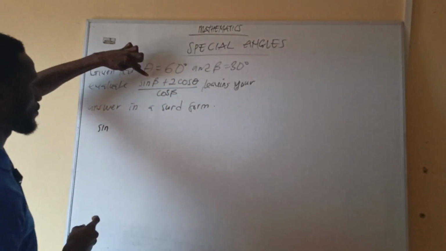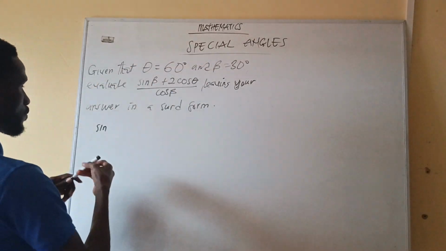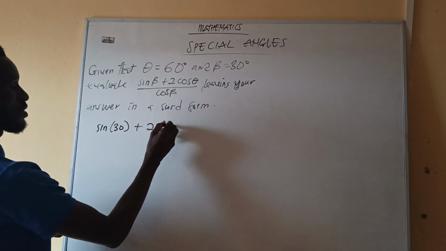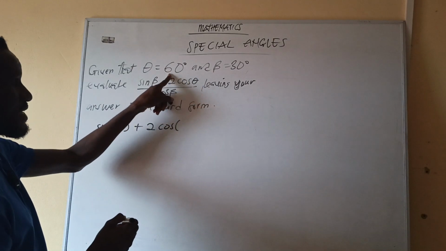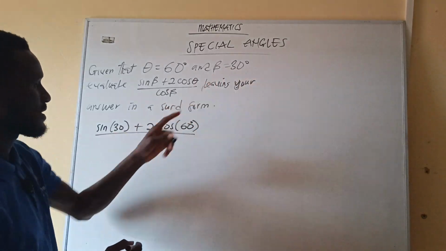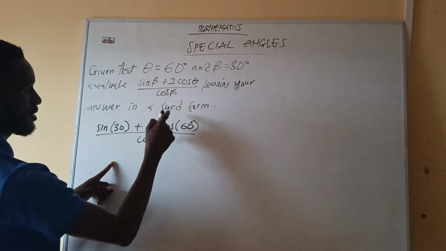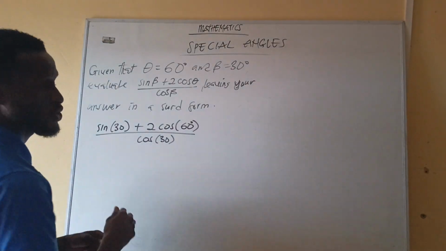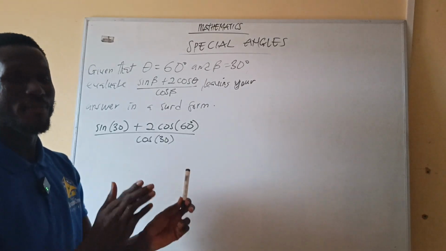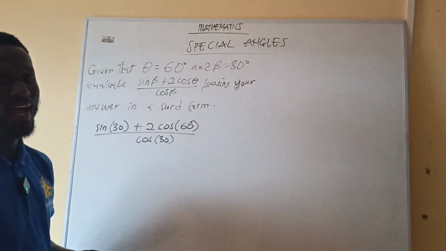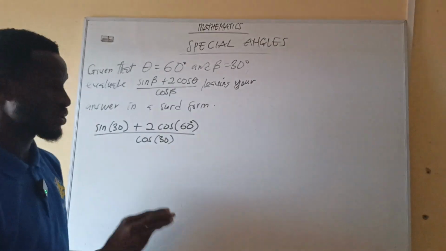We have sine beta. Don't forget that beta is now 30, so I'm going to have sine 30. We are going to do substitution now. Then 2 cos theta. Now the theta is 60, right? Divided by cos beta. Beta is 30, so I'm going to write cos 30. You're not supposed to use a calculator to solve them. But if you use a calculator, the examiner will not know, because these are special angles. You're supposed to know sine 30 and cos 30.